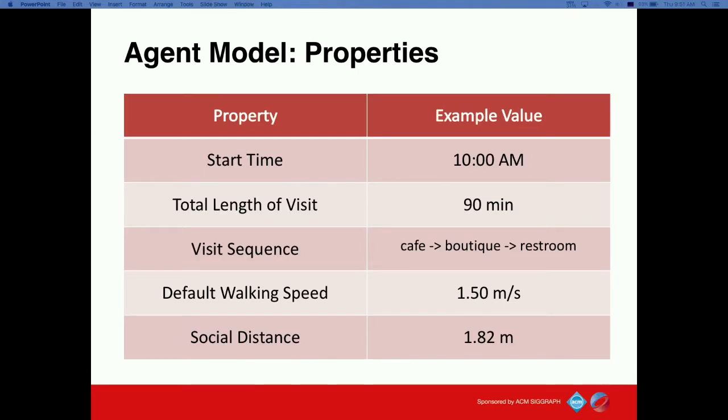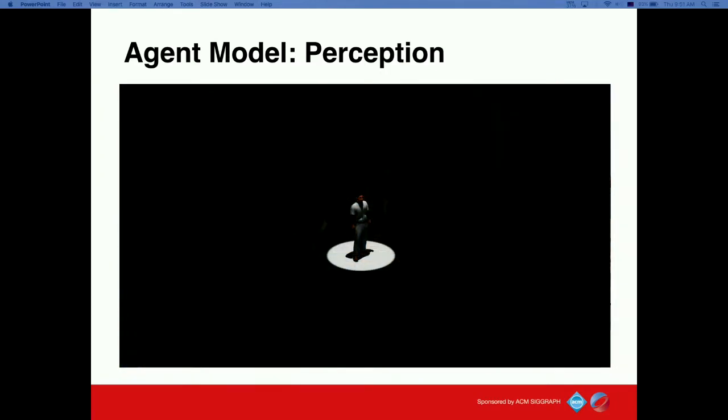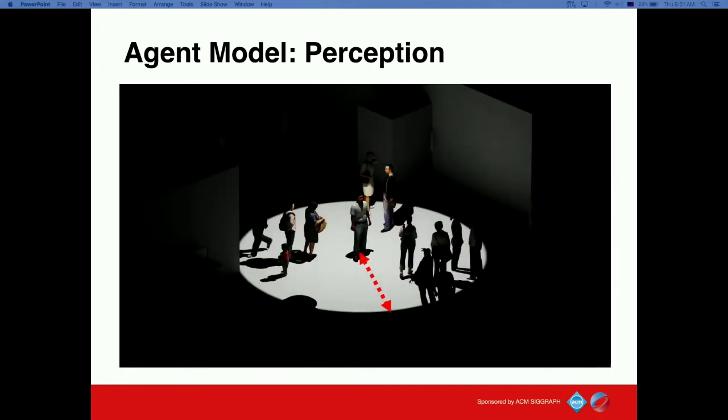So, according to the social distance theory, a person may start to feel uncomfortable or crowded if there are any other people than his or herself within a certain distance, which we call social distance. The crowd density perceived within a social distance will affect a person's walking speed in a negative manner.